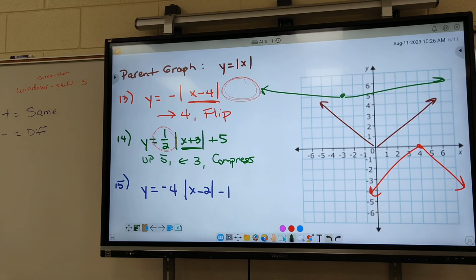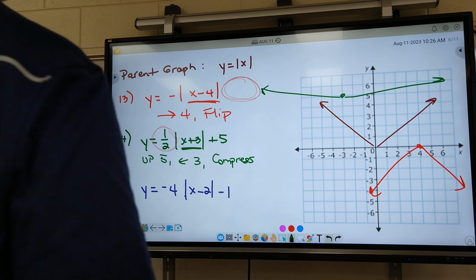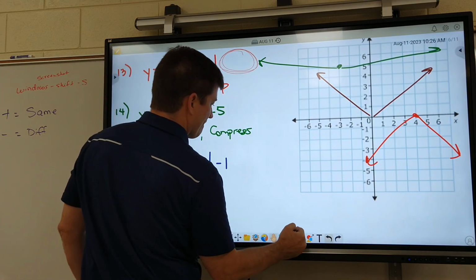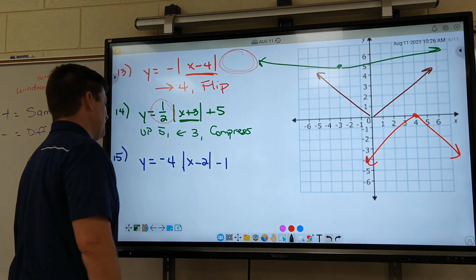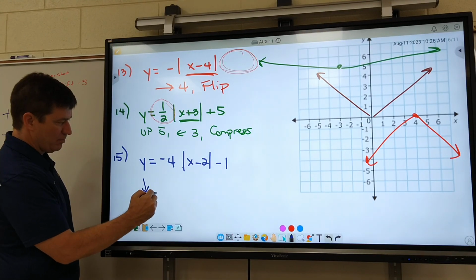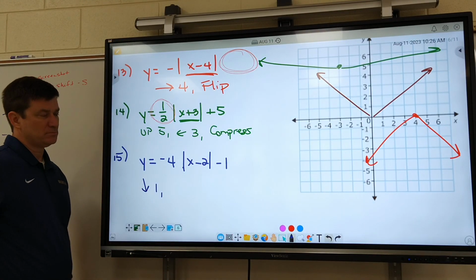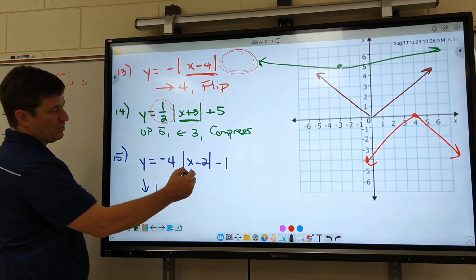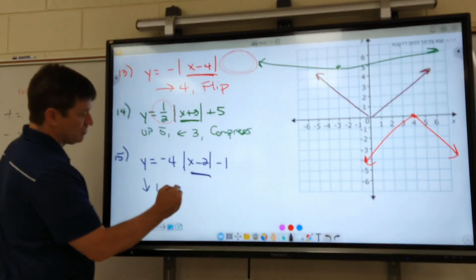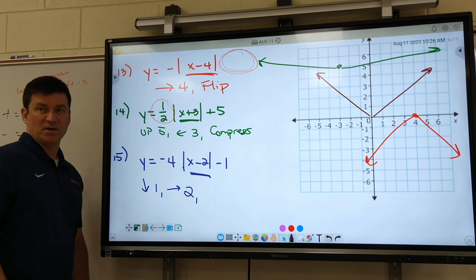All right, and 15's got something new on it. All right, any question? All right, let's go to 15. Start in the back. We got minus 1, so that's down 1. Now, is this one going to go right 2 or left 2? Right 2.